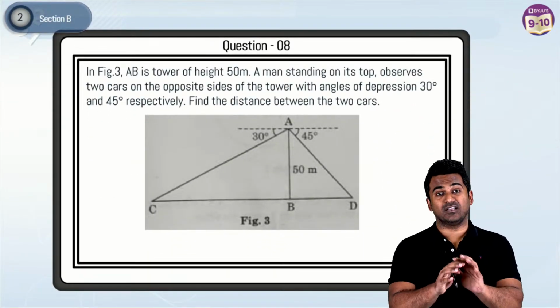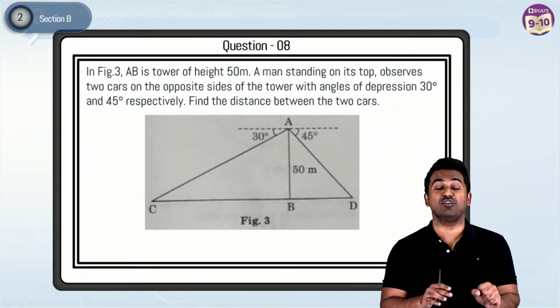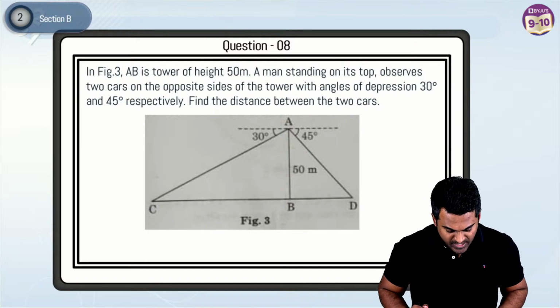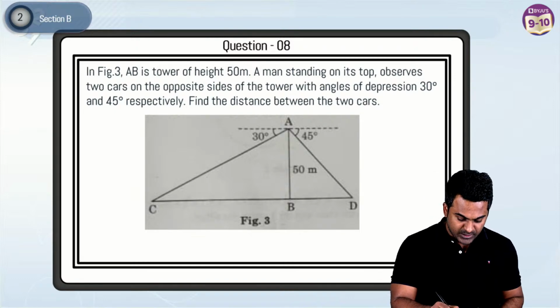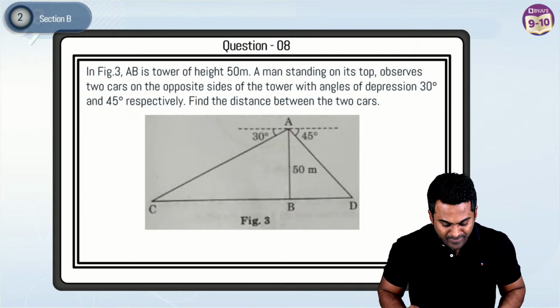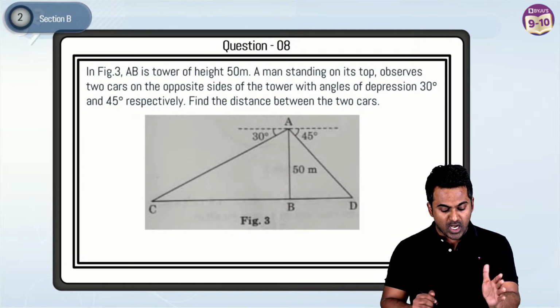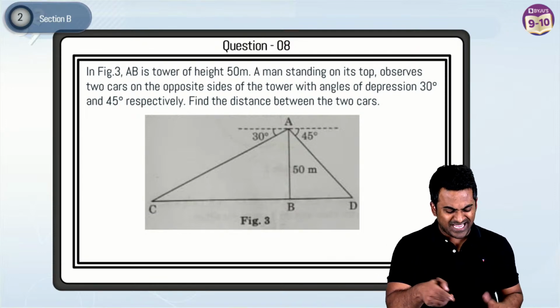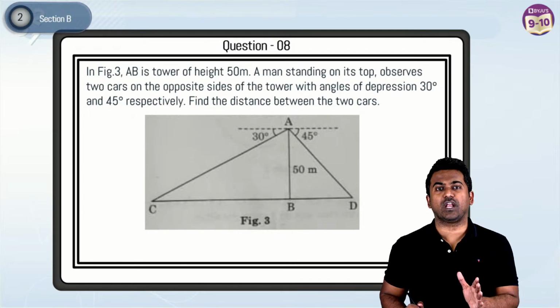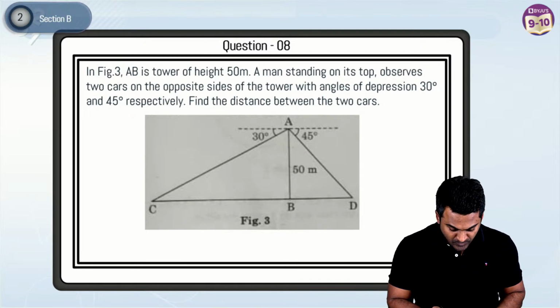Question number 8. A question again involving geometry. So AB is the tower of height 50 meters. So this is AB here, the tower. A man standing on the top observes 2 cars on the opposite sides of the tower. Angle of depression is given. You've got to figure out the distance between the 2 cars.